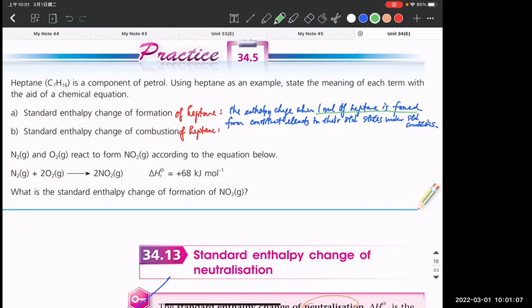So what is meant by 1 mole of heptane is formed? It means that C7H16 is written at the product side. So it is the only product in this equation. What is the physical state for heptane under standard conditions? Heptane. Solid, liquid, or gas?